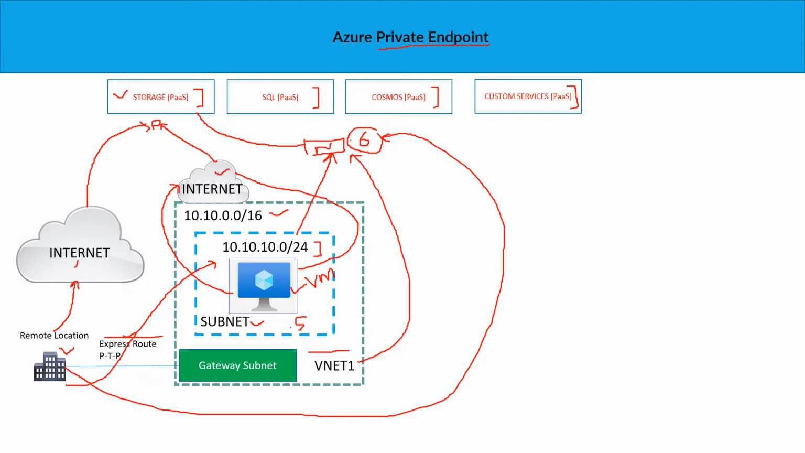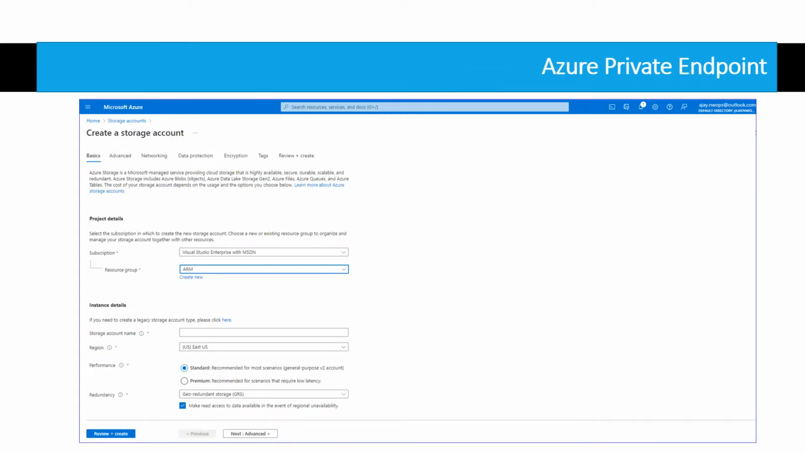So to start our lab, the first thing you need is a storage account. So let's try to create a storage account here. This is my existing resource group. However, I have chosen PEP, so that's the resource group I'm going to create here.